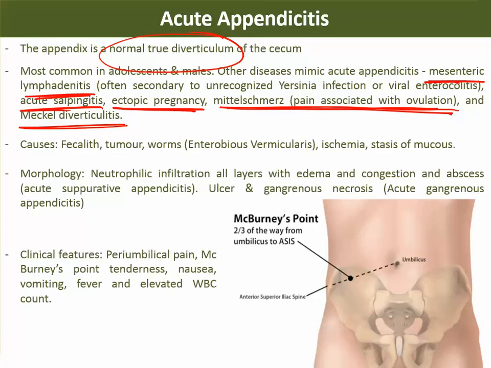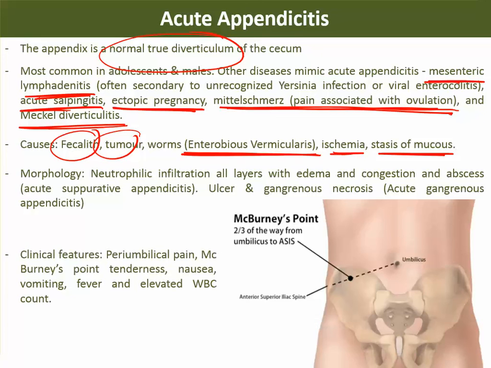And what are the causes for acute appendicitis? Fecolith. Fecolith means stone-like feces that goes into the appendix and blocks it. That will cause acute inflammation. A tumor can block the appendix, which will also cause acute inflammation, especially worm infection. Enterobius vermicularis can infect the appendix, it goes to the appendix and keeps growing there. And ischemia and any stasis of mucus will produce acute appendicitis.